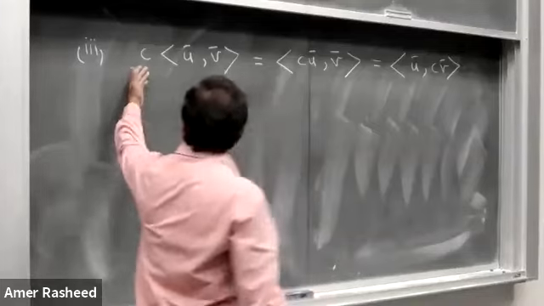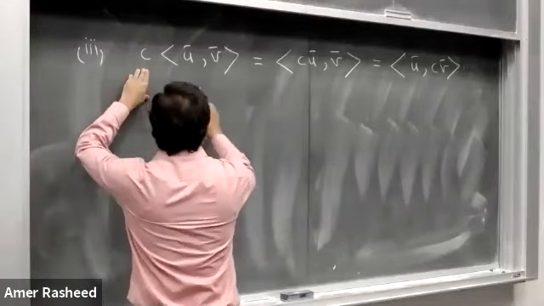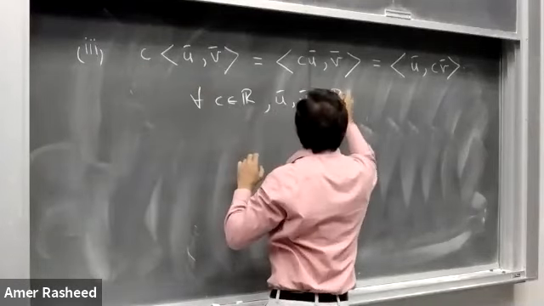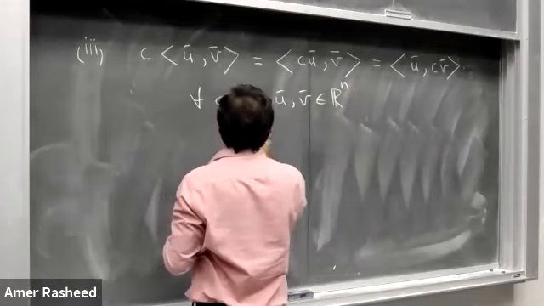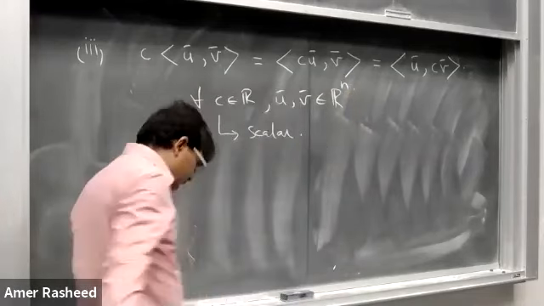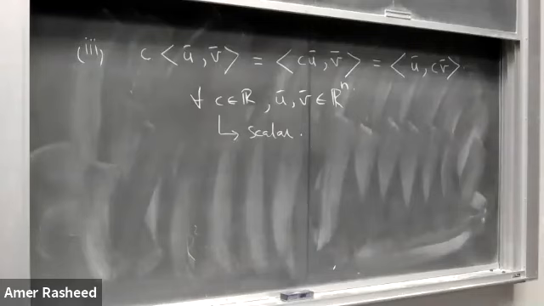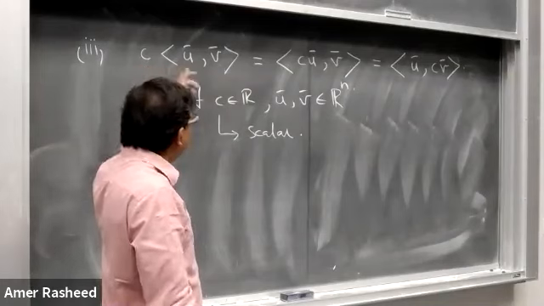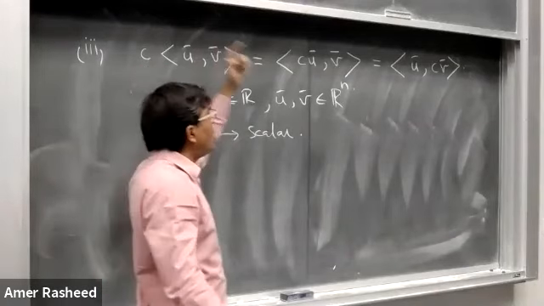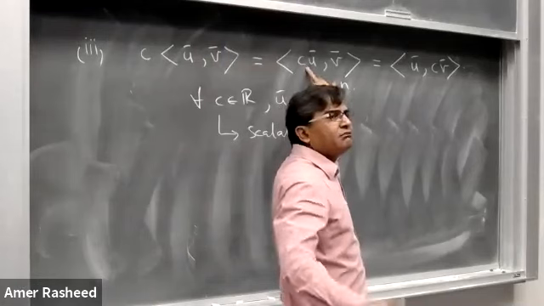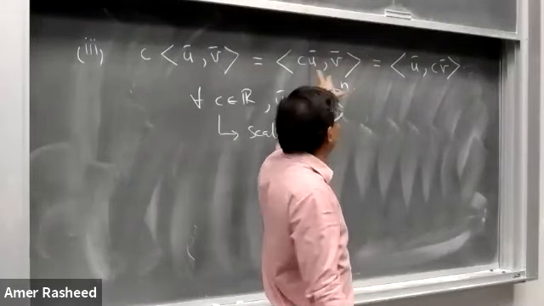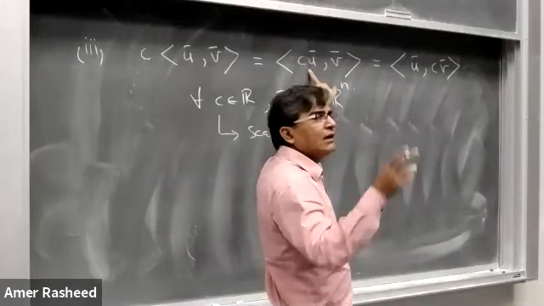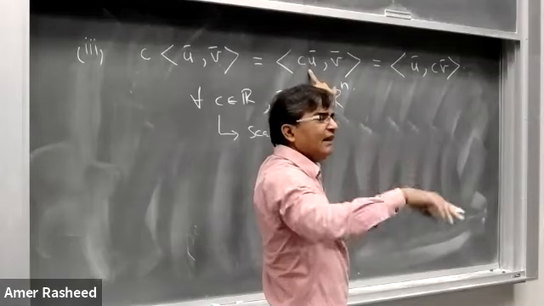Means if you have any scalar where C is some scalar, for all C belongs to R and UV belongs to Rn. Okay, where C is some scalar, remember it. We can multiply an inner product with a scalar after taking the inner product of two vectors, or we can multiply that scalar with at least one of these two vectors. C can be multiplied with the vector U. This is a scalar multiplication of a scalar with a vector.